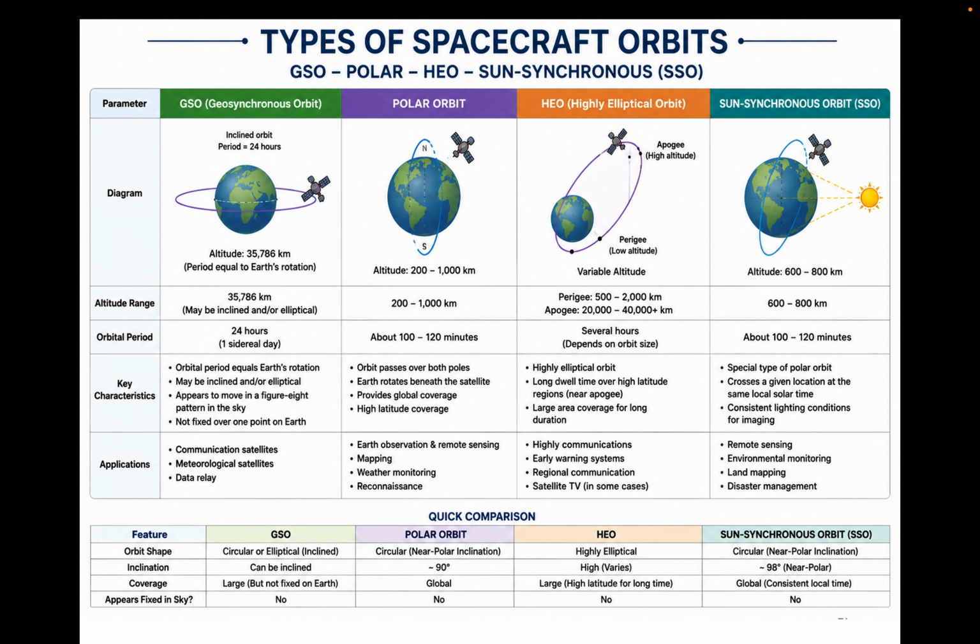And another category of orbits we have is the sun synchronous orbit. These will always be synchronous to the position of the sun, and their altitude is about 600 to 800 kilometers. It is a special type of polar orbit that crosses a given location at the same local solar time. That's the main function of a sun synchronous orbit, that it crosses a given location at the same local solar time. And these are mostly used for remote sensing, environmental monitoring, land mapping, and disaster management.